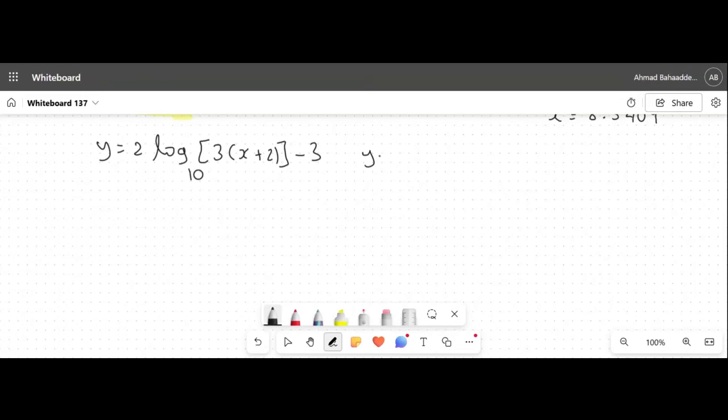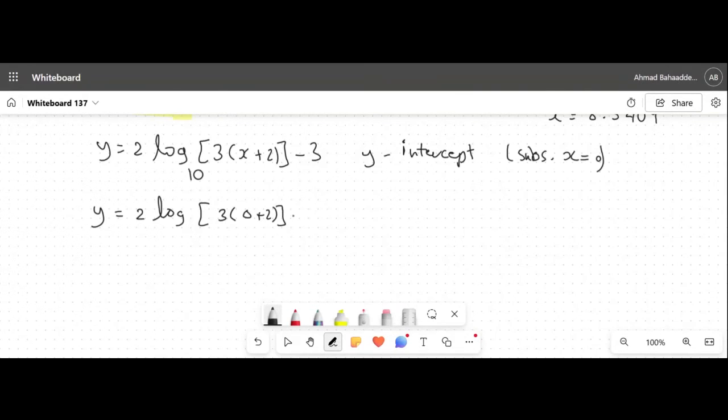So for the y-intercept, guys, as you know, what are we going to do? We substitute x equals 0. So let's see what's happening if we substitute x equals 0 in this function and find the y-intercept. So I'm going to rewrite that: y equals 2 logarithm of 3 times 0 plus 2, and I close this bracket, minus 3, for the base 10.